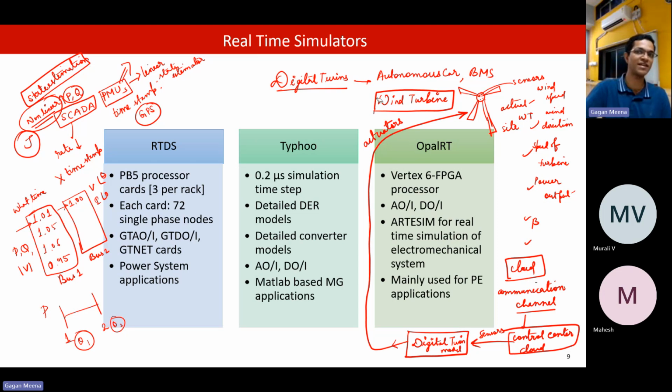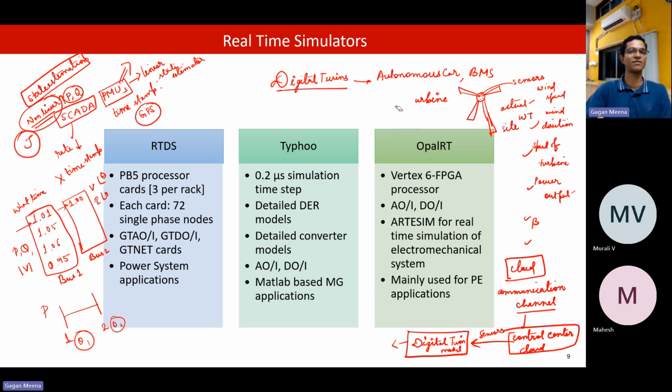So all these things in real time, we will get the data, the status of the wind turbine, and we can even control it through this two-way communication. It's a loop, a hardware-in-loop system. Okay, is it clear? The same thing can also be done for autonomous cars, or the battery management system within the car, or even the entire car can be controlled in that way.